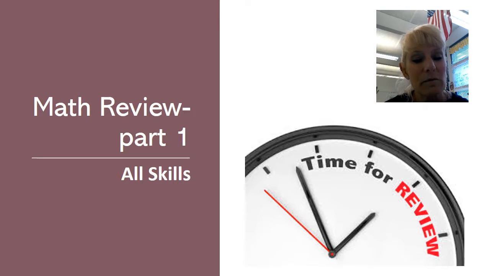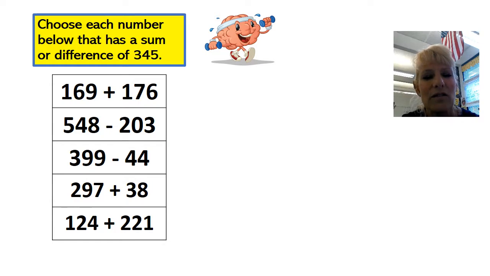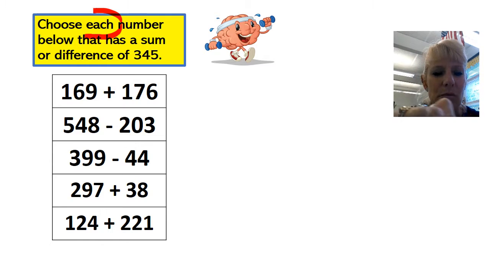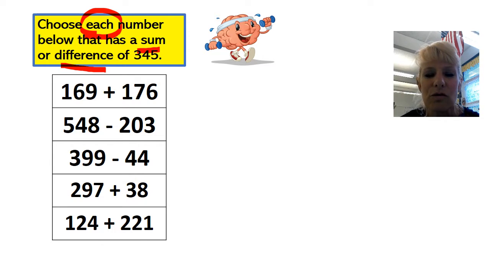And tonight we're going to be looking at a math review. So we're looking at all the skills that we've learned in third grade so far. Tonight we're going to work a little bit differently. All right, for this first one, it says that you have to choose each number. So we're looking for more than one that has a sum or a difference of 345.